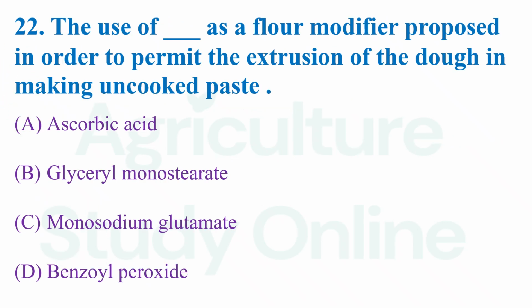Question number 22. The use of dash as a flour modifier is proposed in order to permit the extrusion of the dough in making uncooked pasta. First is ascorbic acid. It is used as a dough improver and as an antioxidant, but it is not used for the extrusion of pasta.